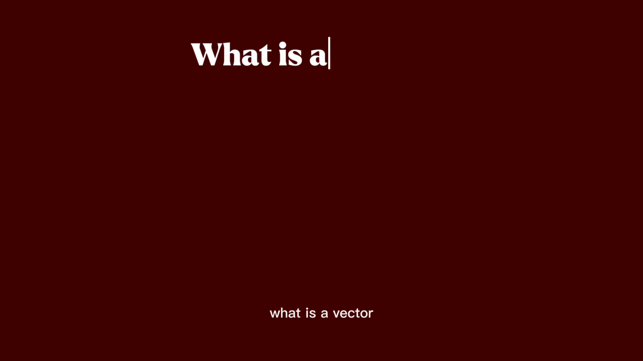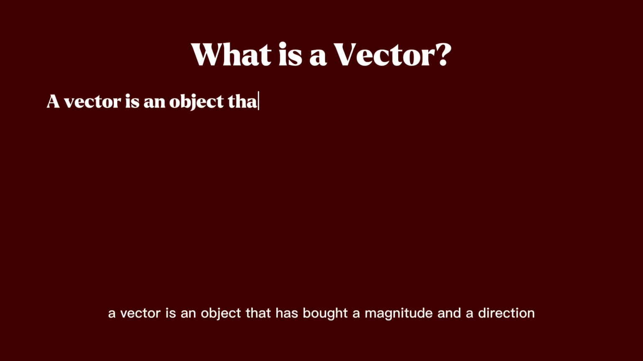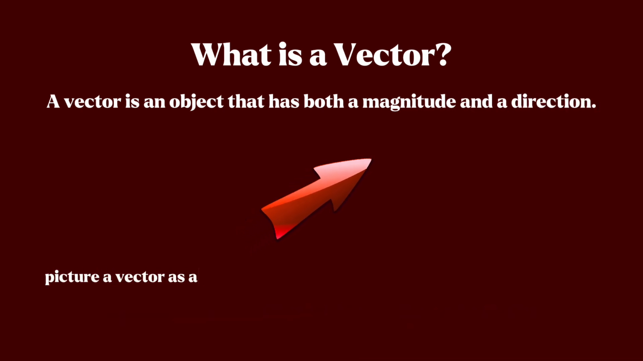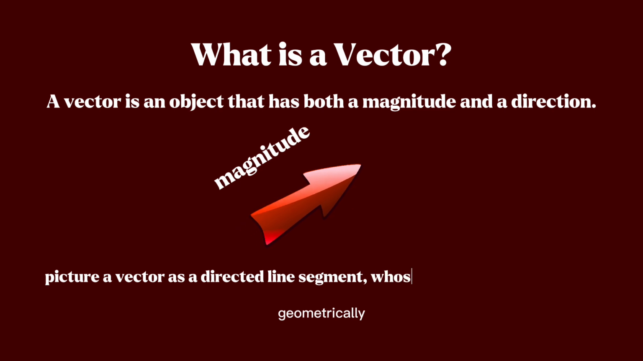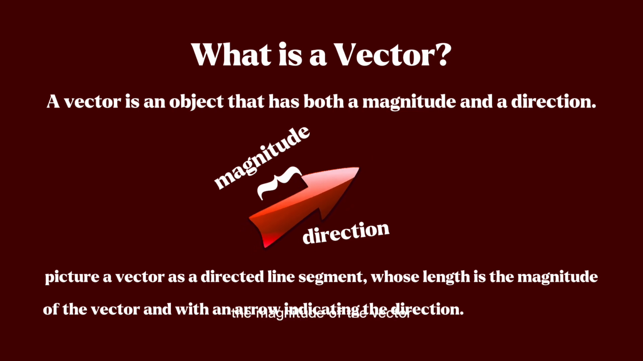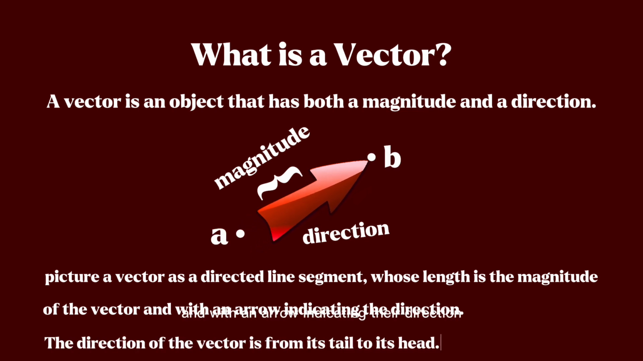What is a vector? A vector is an object that has both a magnitude and a direction. Geometrically, we can picture a vector as a directed line segment whose length is the magnitude of the vector and with an arrow indicating the direction. The direction of the vector is from its tail to its head.